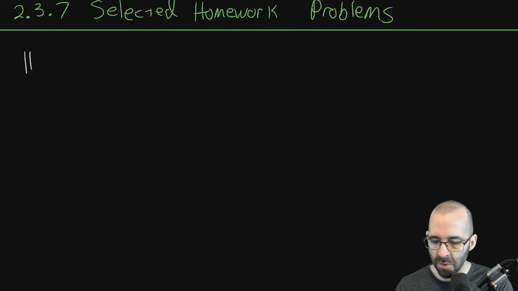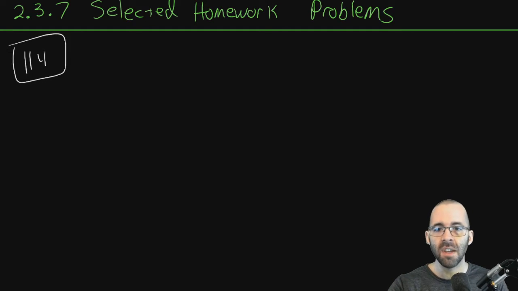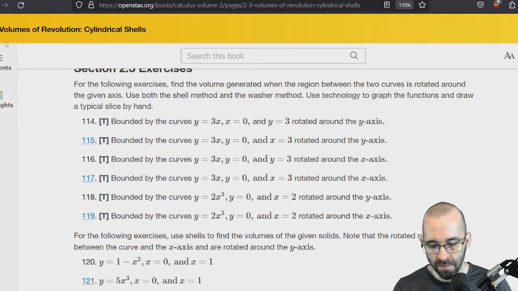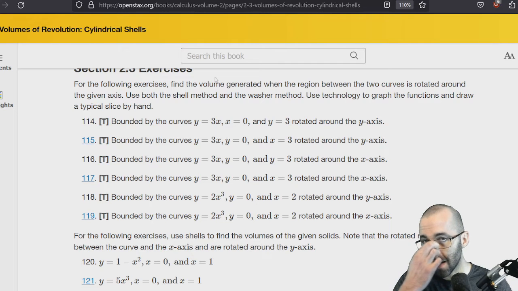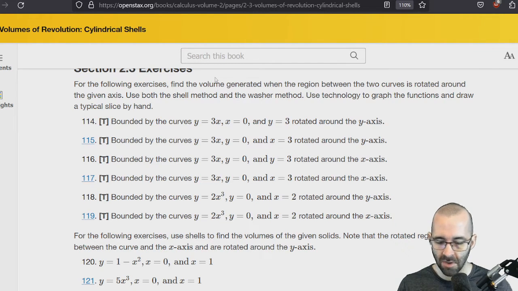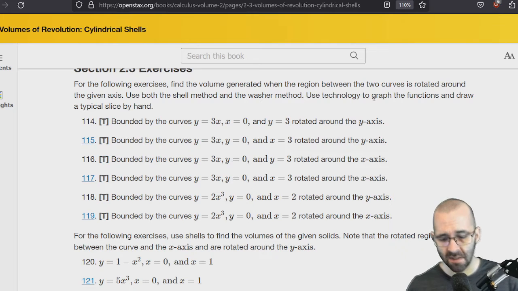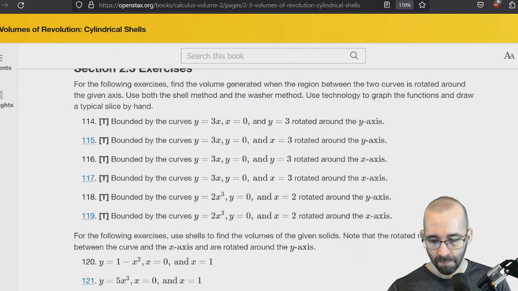So let's start with 114. This one wants you to really visualize and get the difference between the shell method and the washer method. Okay, so once you use both methods, I'm only going to set it up unless it's an interesting looking integral, and then use technology to graph the functions and draw a typical slice of both by hand. We've kind of been doing this in the lecture videos.